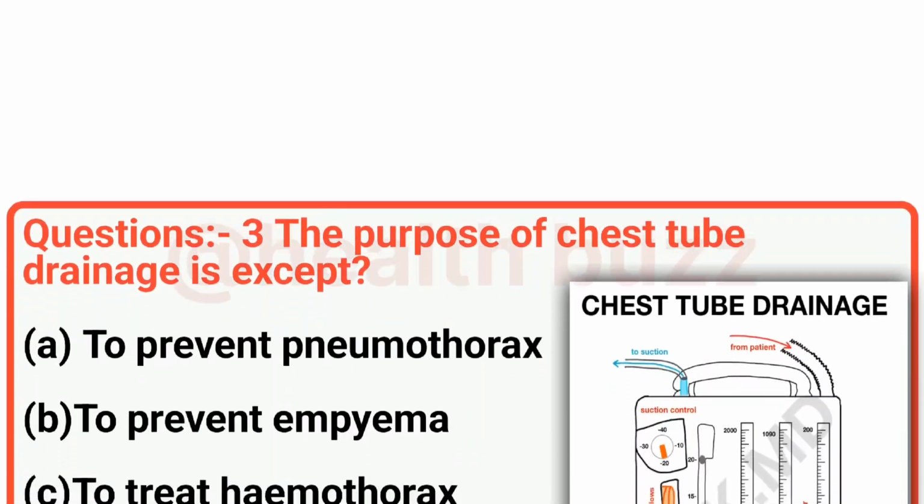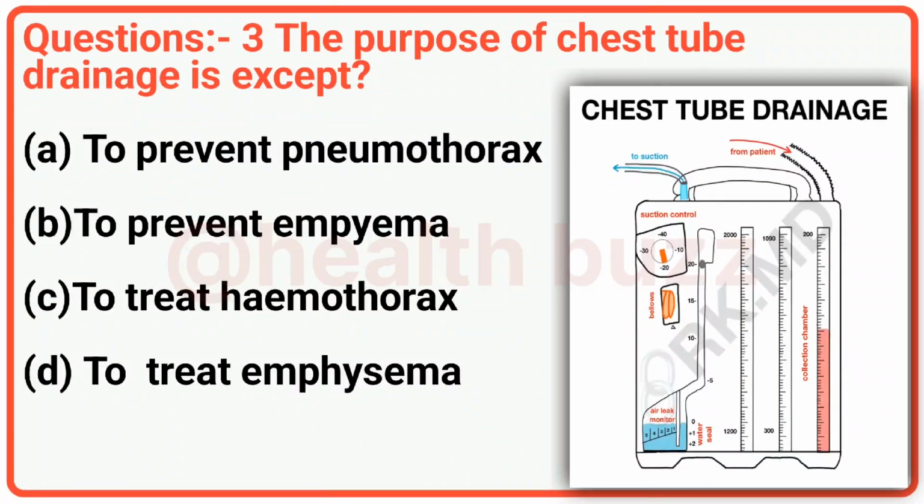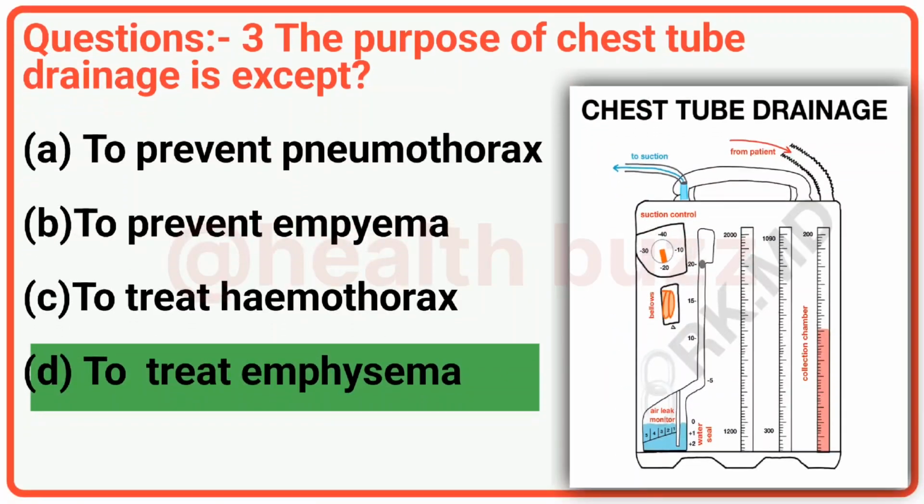Questions 3. The purpose of chest tube drainage is, except: A. To prevent pneumothorax, B. To prevent empyema, C. To treat hemothorax, D. To treat emphysema. Right answer is D. To treat emphysema.